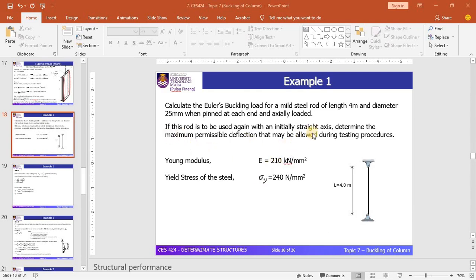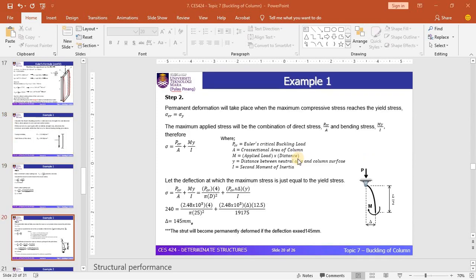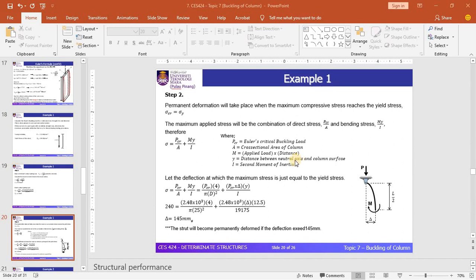Basically there is another question that we need to solve. Looking at this sentence: if this rod is to be used again with an initially straight axis, determine the maximum permissible deflection that may be allowed during the testing procedures. Let's discuss the solutions in this slide.